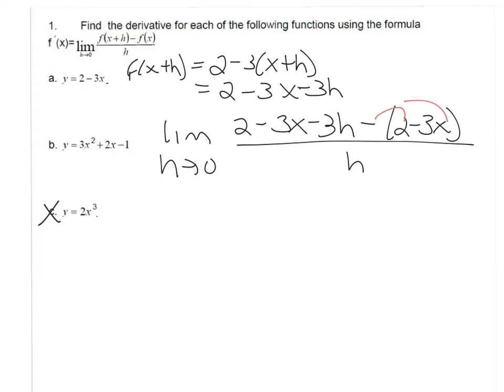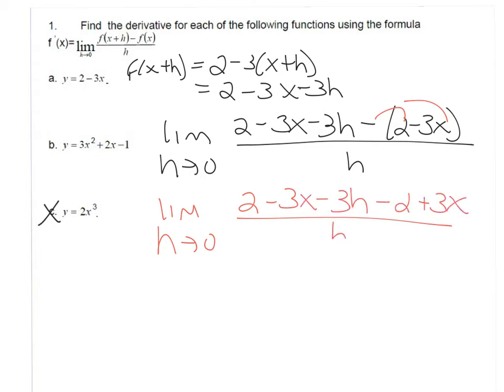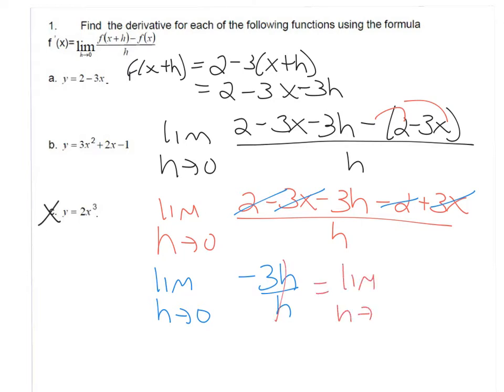We have to distribute this negative. Notice I'm writing the limit every time. You have to write it until you plug in 0. Let's see if anything subtracts. Those go away. Those go away. We're left with the limit as h goes to 0 of negative 3h over h. The h's divide. Well, now there's no place to plug in 0, so our answer is negative 3.